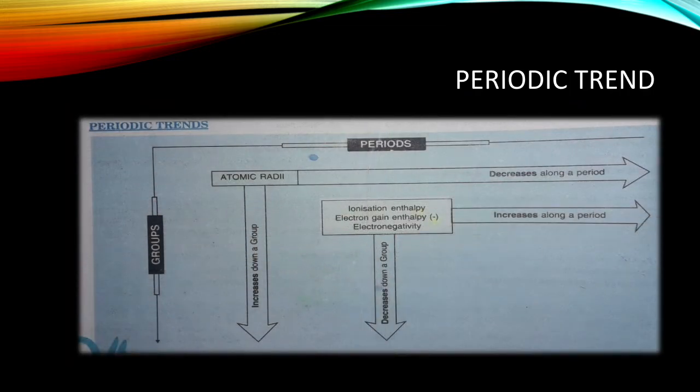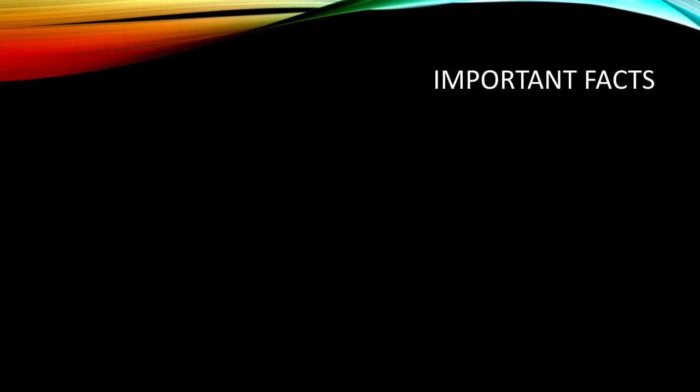Thereafter what you need to know in this chapter is periodic trends. You must know on which side atomic radii is increasing and on which side it is decreasing. You can see the trends given here, first is atomic radii. Atomic radii is increasing down the group but decreasing along the periods. Then ionization enthalpy, electron gain enthalpy and electronegativity, all these 3 have the same trend: all are increasing along the period and decreasing down the group. So you need to understand this properly.